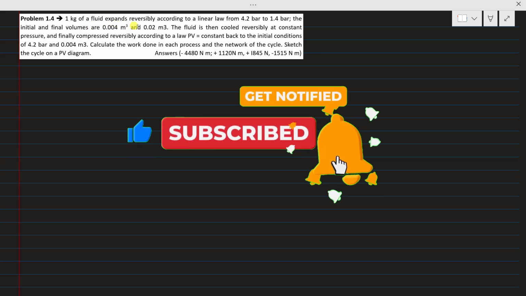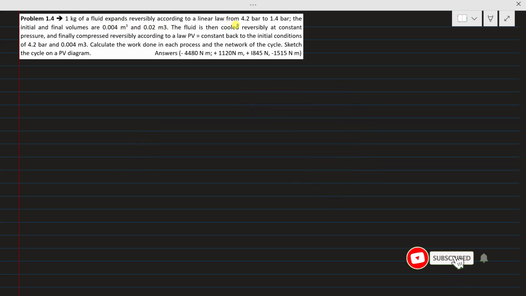1 kg of a fluid expands reversibly according to a linear law from pressure 4.2 bar to 1.4 bar. Initial and final volumes are 0.004 meter cube and 0.02 meter cube. The fluid is then cooled reversibly at constant pressure and finally compressed reversibly according to a law PV equal to constant back to the initial conditions of 4.2 bar and 0.004 meter cube. Calculate the work done in each process and the net work of the cycle. Also sketch the cycle on a PV diagram.